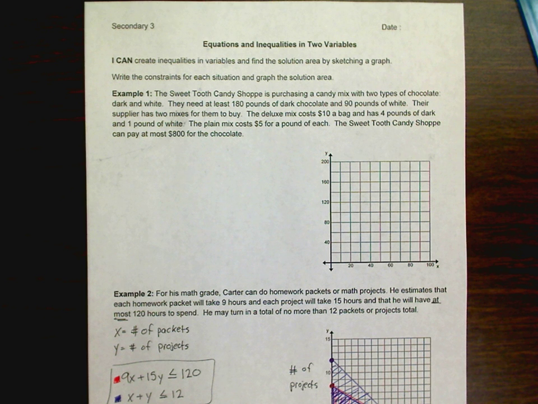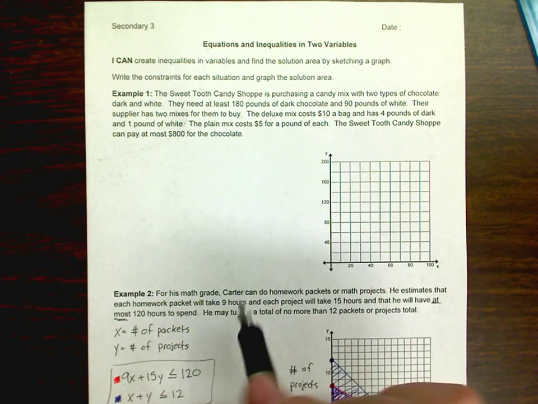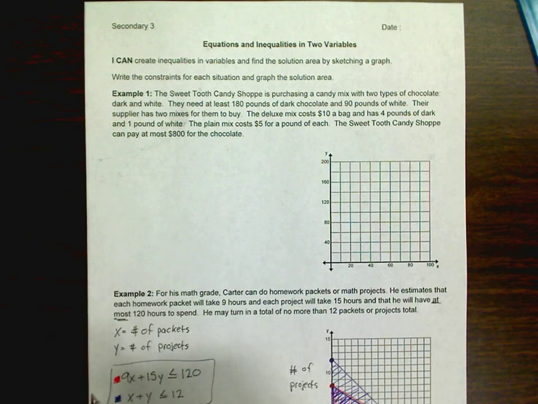So they need at least 180 pounds of dark chocolate and 90 pounds of white. Their supplier has 2 mixes for them to buy. The deluxe mix costs $10 a bag and has 4 pounds of dark and 1 pound of white. The plain mix costs $5 for a pound of each. The Sweet Tooth Candy Shopé can pay at most $800 for their chocolate.